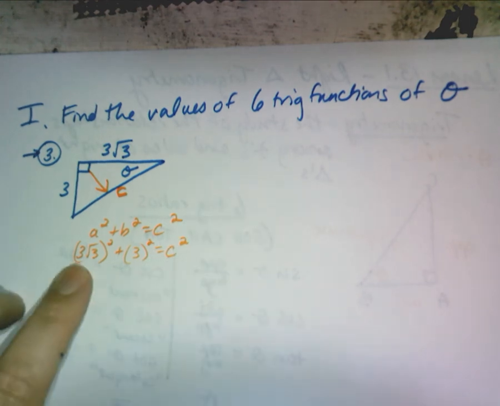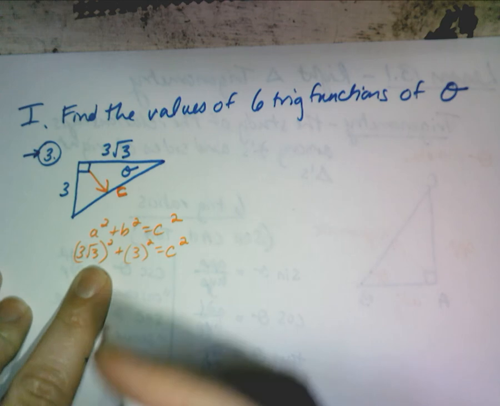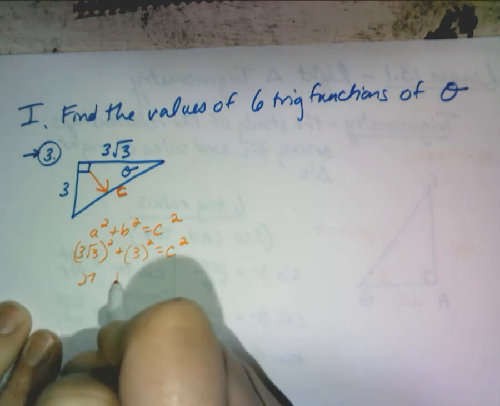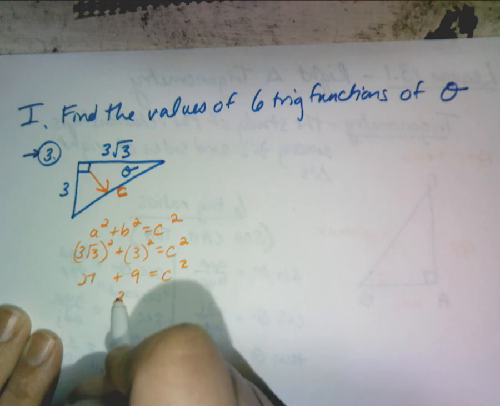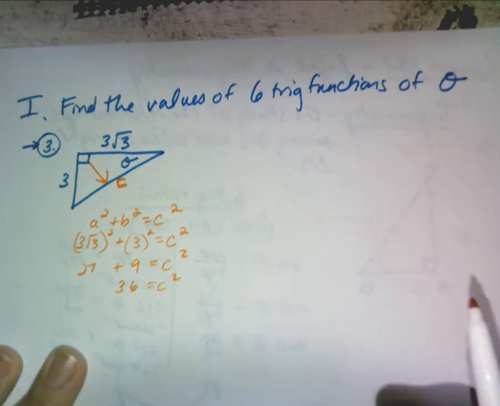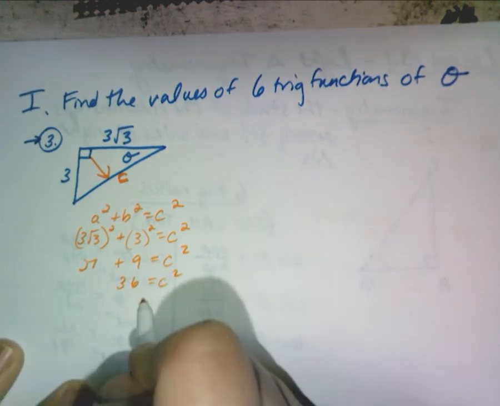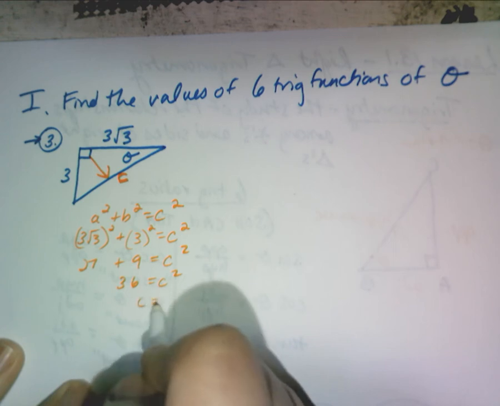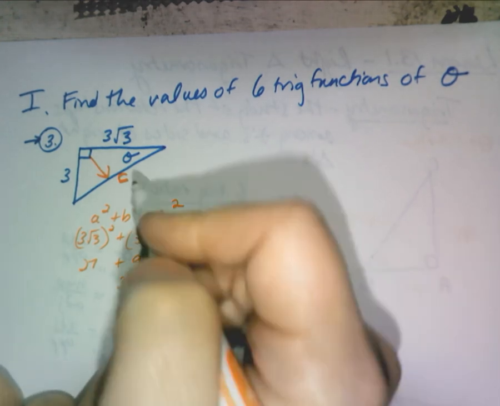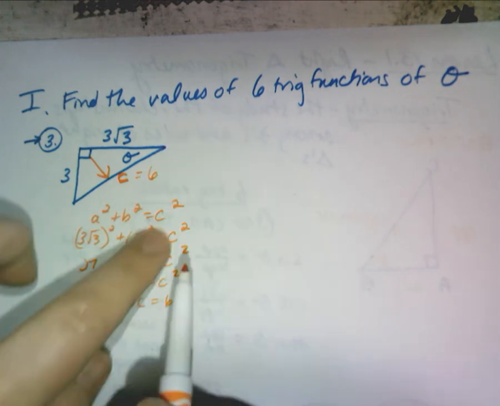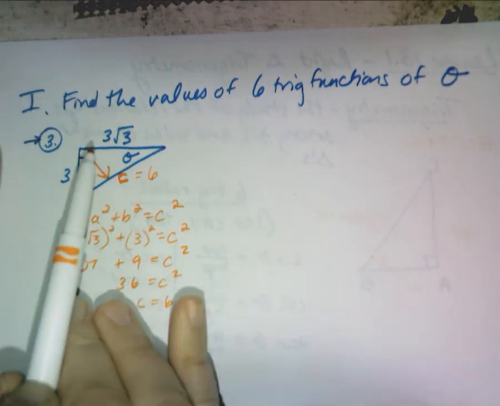3 root 3 squared: 3 squared is 9, and then 9 times 3 is 27. 3 squared is 9. 36. So then what's c, y'all? 6. You don't do plus or minus because we were talking about the side of a triangle. So this is 6.